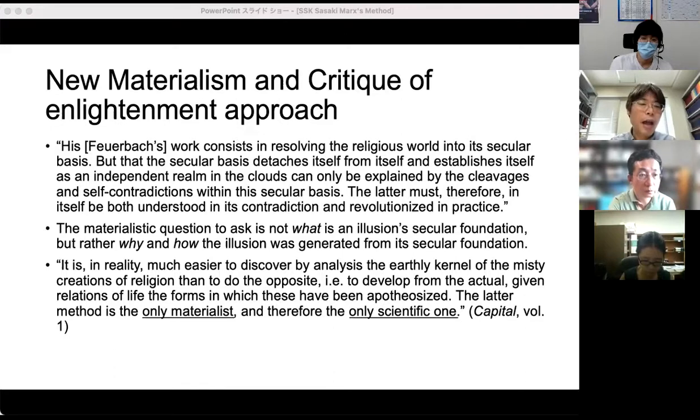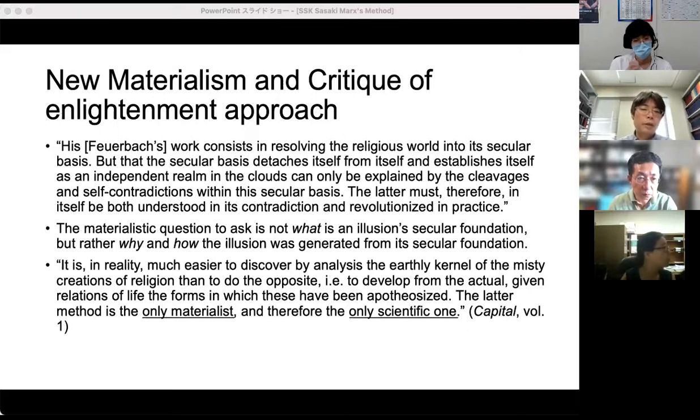In order for us to change society, we must instead transform the practical relations that constitute the real foundation for generating ideas. The materialistic question to ask is not what is an illusion's secular foundation, but rather why and how the illusion was generated from its secular foundation. The standpoint of Marx's new materialism is this focus on why and how.